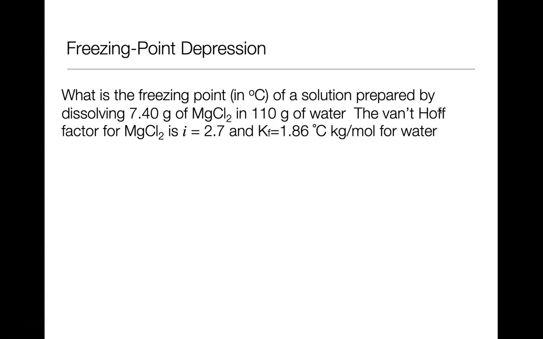It says, what is the freezing point in degrees Celsius of a solution prepared by dissolving 7.40 grams of magnesium chloride in 110 grams of water? It says the Van 't Hoff factor for MgCl2 is 2.7, and then I give you the freezing point depression constant of 1.86 degrees Celsius kg per mole.